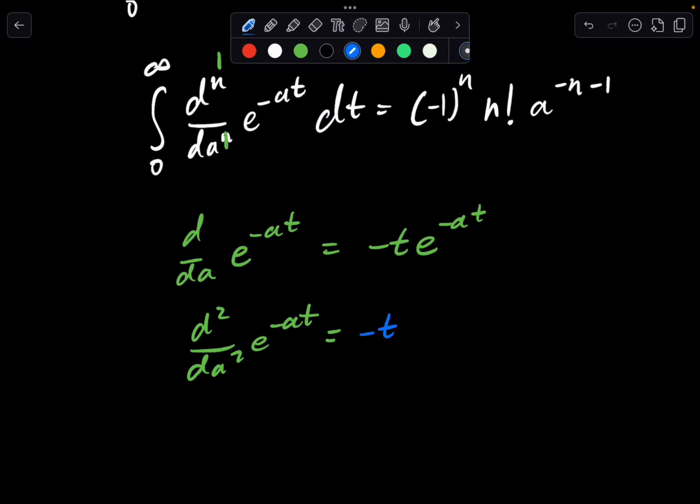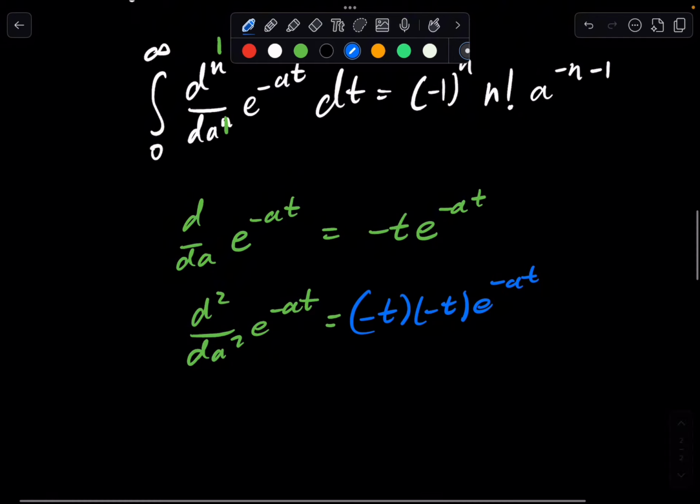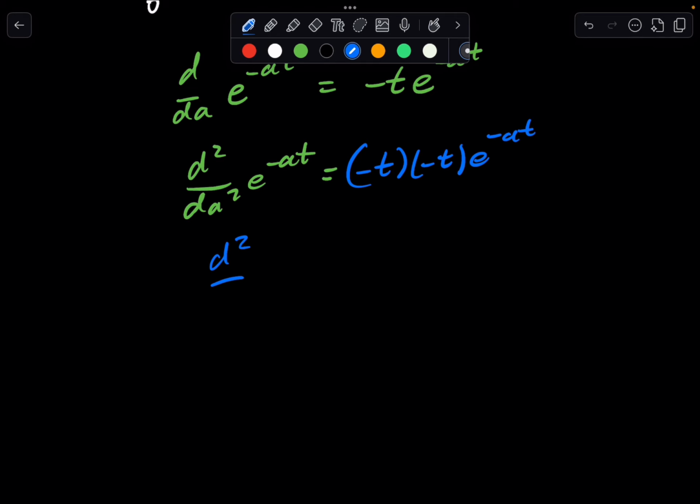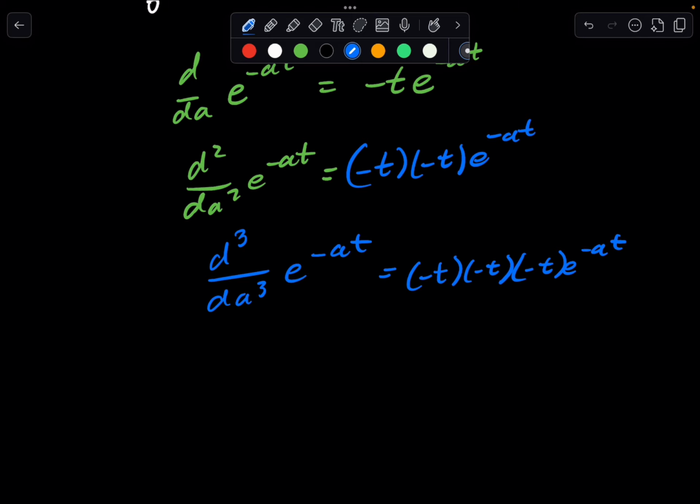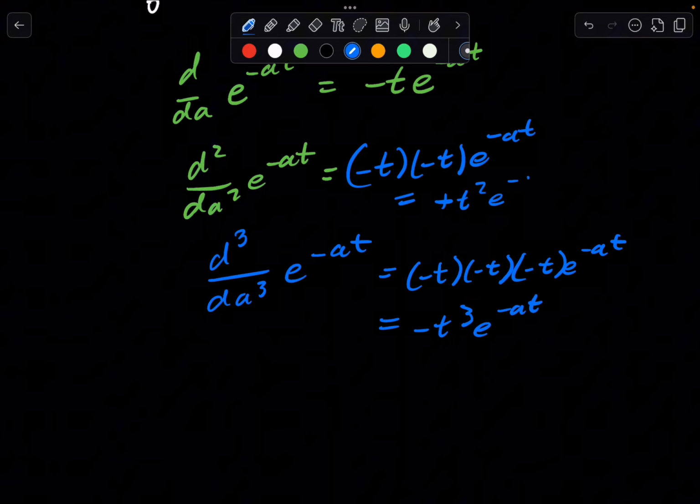So this becomes negative t, and then times negative t, because all we did is treat this as an outsider, and then we differentiate this, and to differentiate this is just this. So we get negative t e to the negative at. Once again, when we do this again, we get d cubed/da cubed of e to the negative at is equal to negative t times e to the negative at, and this is just equal to negative t cubed e to the negative at, and up here we got positive t squared e to the negative at.